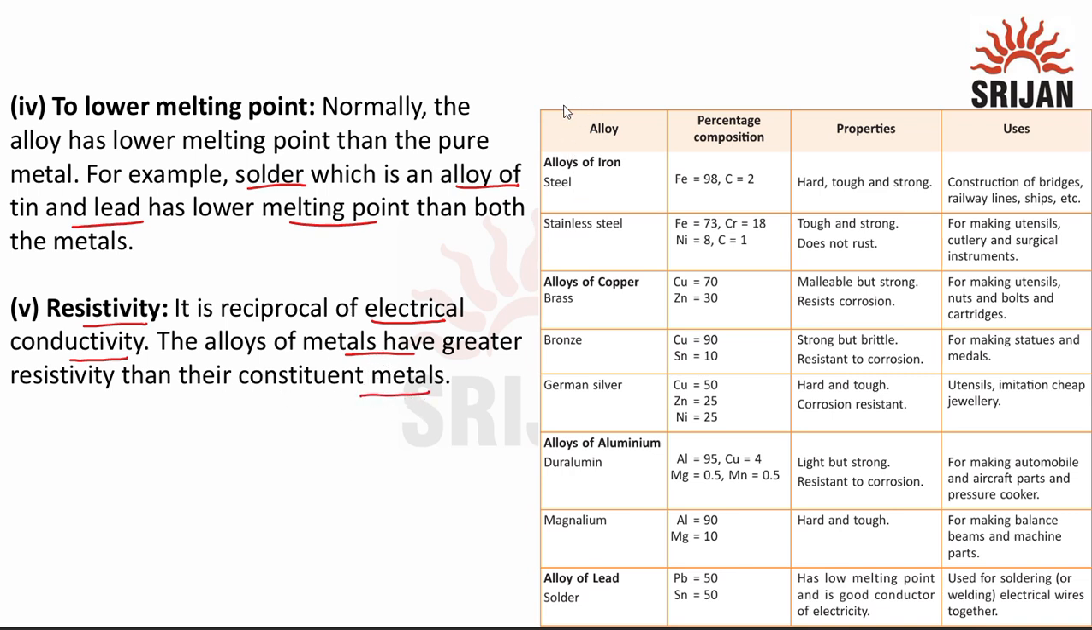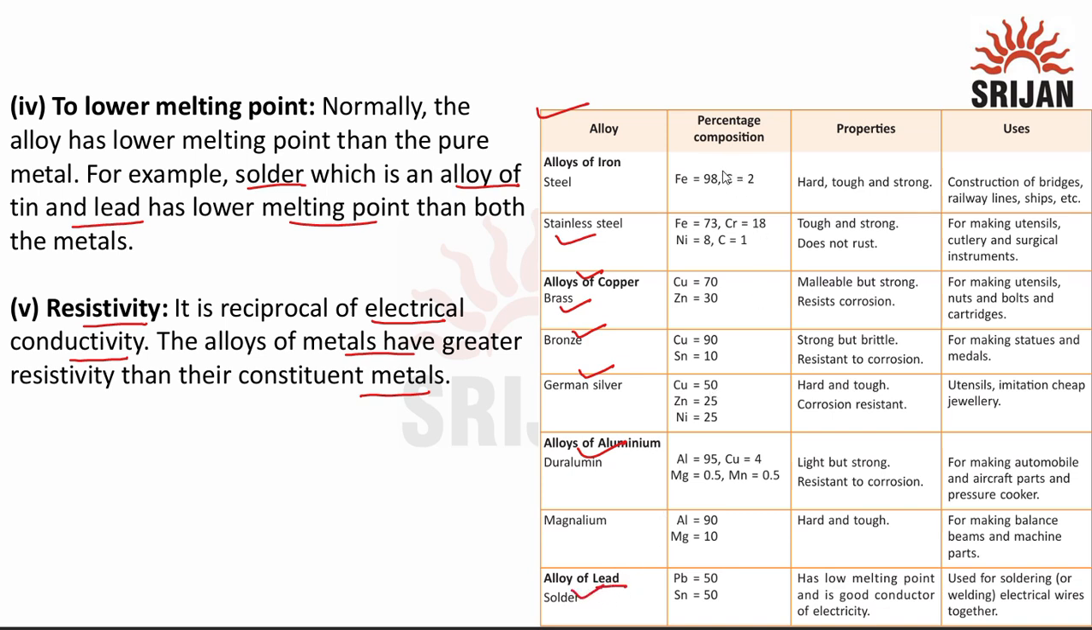Here in the table we can see some alloys like alloys of iron, that is stainless steel, alloy of copper, that is brass, then we have bronze, then we have German silver, alloys of aluminium is duralumin, then we have magnesium, then alloy of lead is solder.